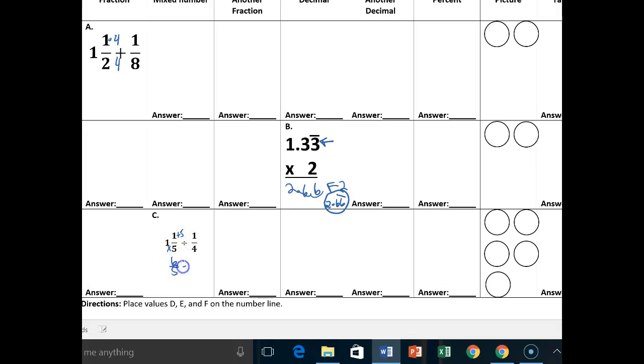And then in C again, 1 1/5, you got to change it to an improper fraction first, so 6 over 5 divided by 1/4, which becomes 6 over 5 times 4 over 1, which becomes 24 over 5 is what you're working with. But I want this as a mixed number because this is the mixed number column. So 5 goes into 24 4 times with 4 left over. So your mixed number is really 4 4/5, whereas your improper fraction is 24 over 5.